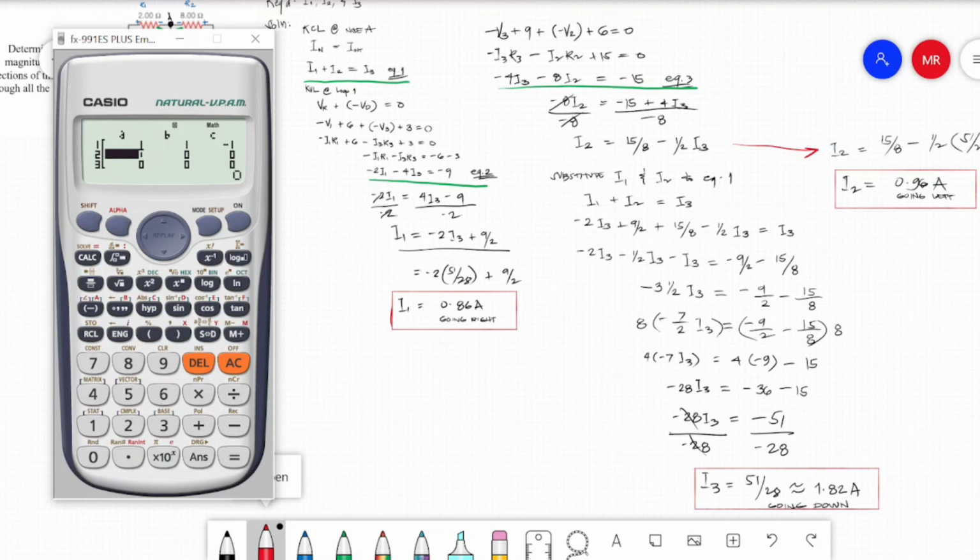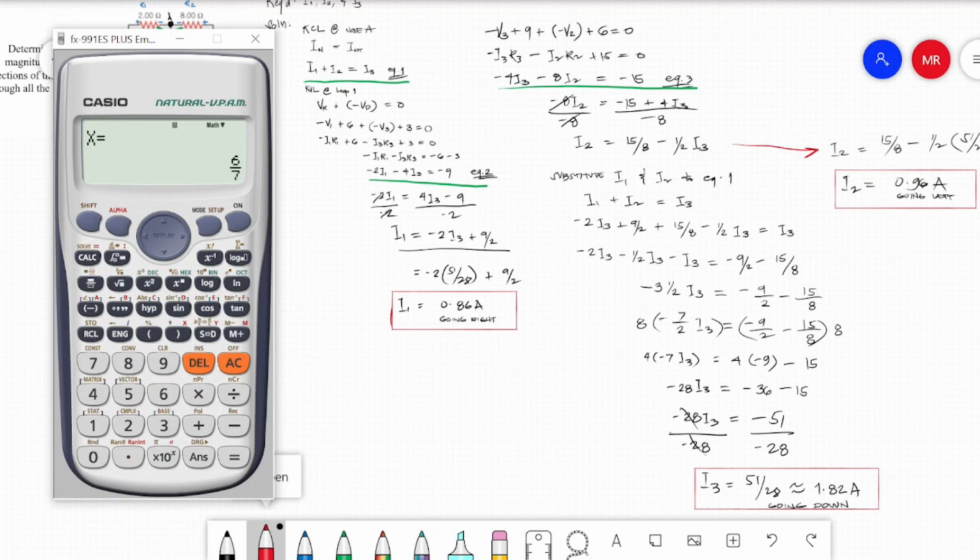For equation number 2, I1 is negative 2, I2 is 0, I3 is negative 4, and the constant is negative 9. For equation number 3, we don't have I1, so I1 is 0. Then I2 is negative 8, I3 is negative 4, and the constant is negative 15. Okay. Let us just try to solve that.